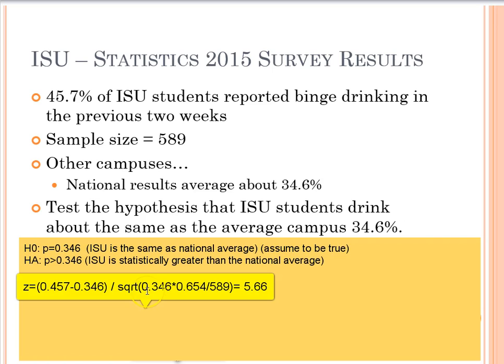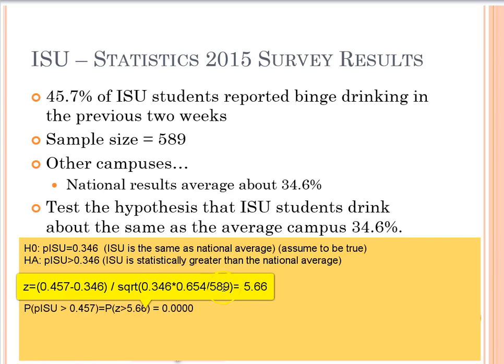So 0.346 times 1 minus 0.346, which is how I got this number. And then we also have to account for our sample size. Remember, there's variation in our samples, and so our sample size is going to affect that standard deviation. And so this is our distribution, and we get a z-score of 5.66.